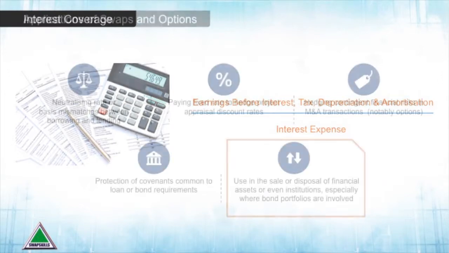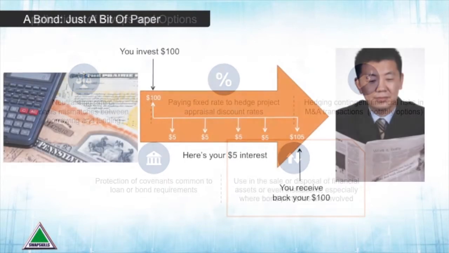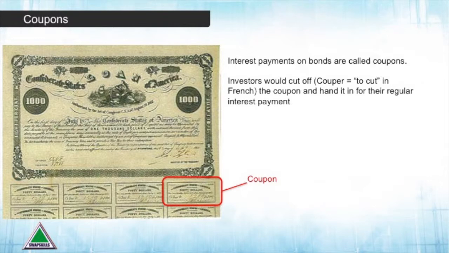Okay, finally we come to bond portfolios. A bond is simply a bit of paper that says that a borrower promises to pay back certain cash flows and principal at the end. Bonds would typically be fixed rate, but there are many variations. Interest payments are called coupons. Now this relates back to the days when interest payments were claimed by handing over a coupon in return for cash, and you can actually still get this with bearer bonds.